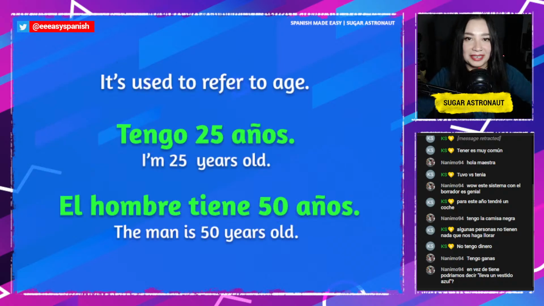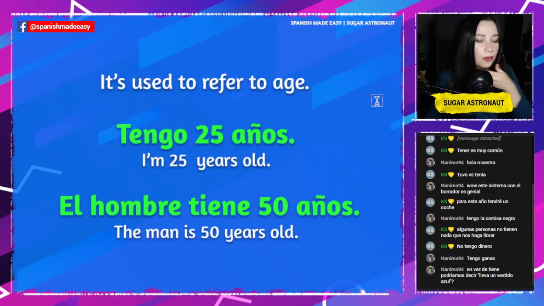Tengo sed. Okay, so tener is used to refer to age. Okay, so this one is very easy. If you're talking about your age or someone else's age, you can use tener.